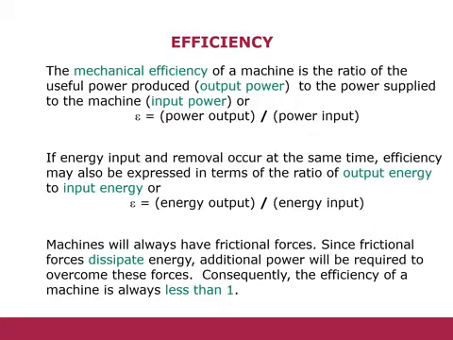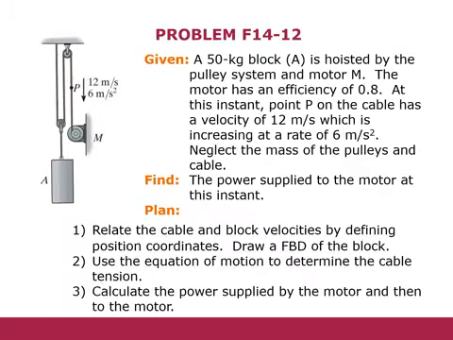Similarly, efficiency can be defined as the ratio between the power output to the power input, and if we talk in terms of energy, then efficiency is the energy output to the energy input. And also the efficiency of a machine is always less than 1. So this is the power and the efficiency. Now let's solve some problems related to the power and efficiency.